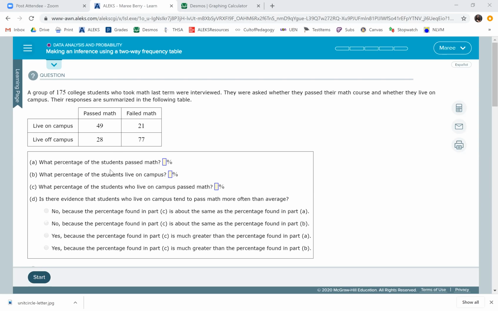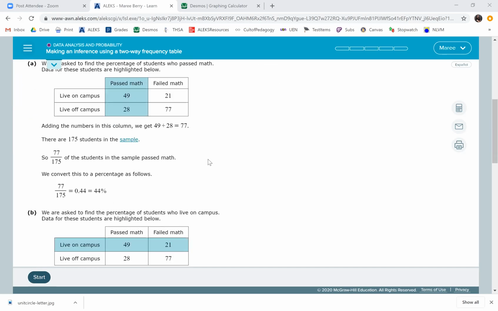They ask whether they pass their math course or whether they live on campus. So what percentage of the students passed math? You're going to add these two numbers together. Oh, wait, I bet they explain it really well. Yeah, see how they highlight it? You add those together to get 77, and you divide it by 175. That will give you a decimal, so you still have to multiply by 100 to get the percent.